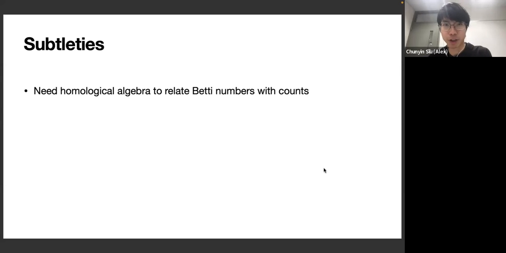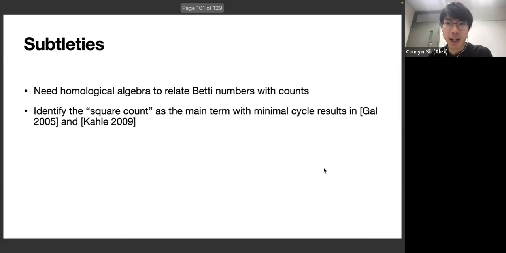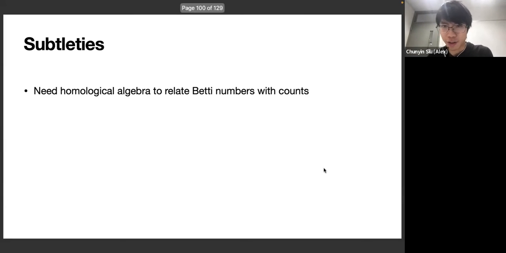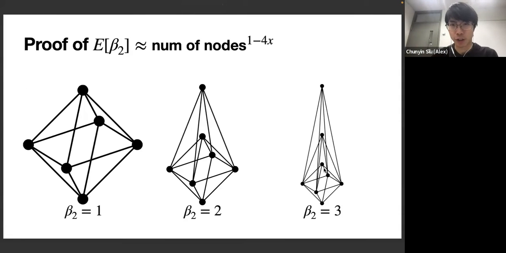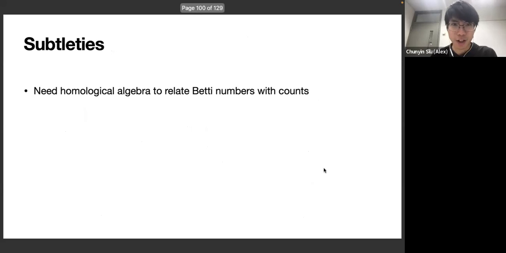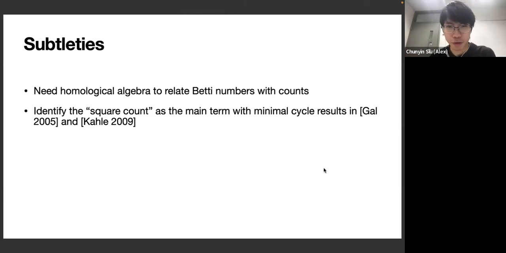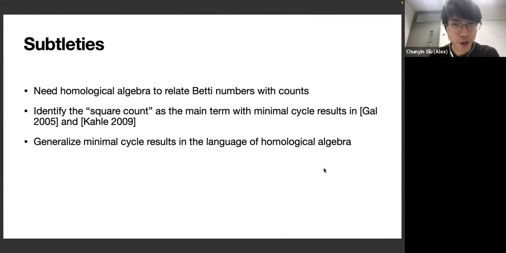First of all, Betti numbers are not counts, so you need to do some homological algebra to relate the Betti numbers with count. And since I've mentioned that these squares and these nodes connected to 4 corners of the equator are the dominating thing, you can equally consider pentagons as opposed to squares. The reason why squares dominate is that squares are the minimal thing that will increase the Betti numbers. And to identify squares as the minimal thing, you need to use some minimal cycle arguments. And since those arguments, as far as I know, are not phrased in terms of homological algebra, you need to rephrase them in homological algebra.